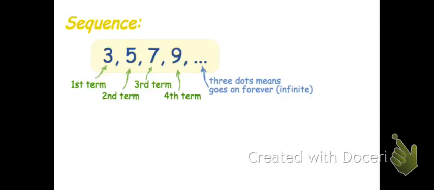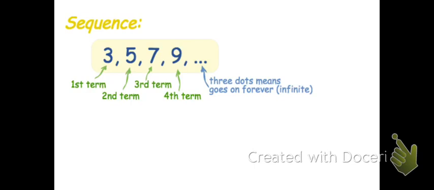Here we're going to talk about sequences. The important thing with sequences is to recognize that each number in the sequence is a term. 3 is my first term in the sequence. 5 is my second term. 7 is my third term. 9 is my fourth term.